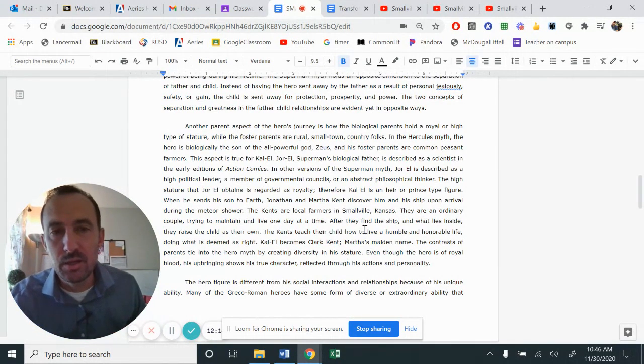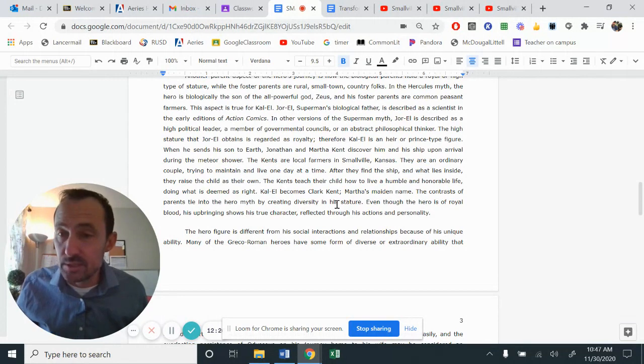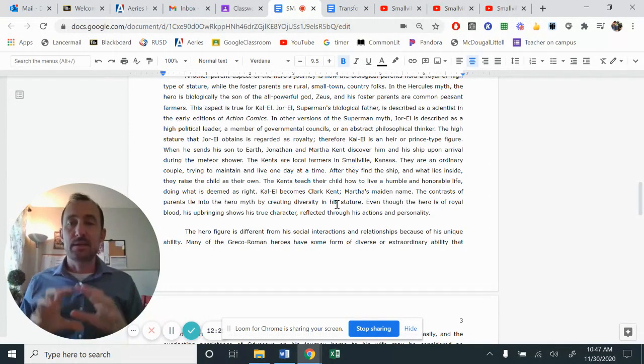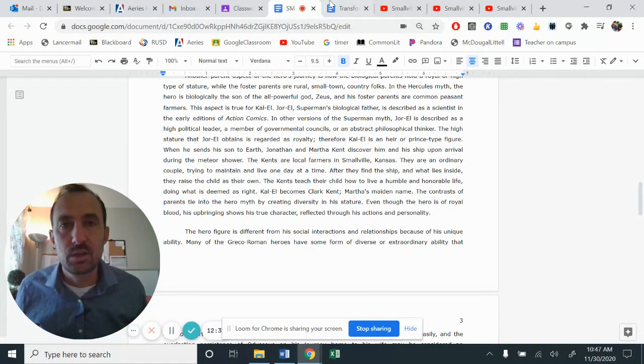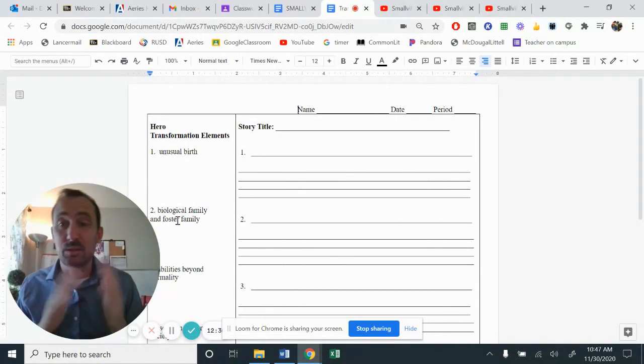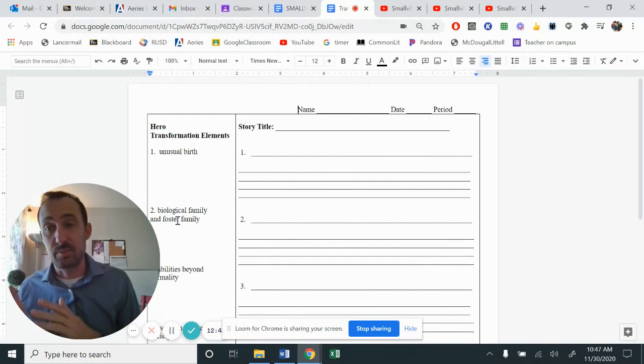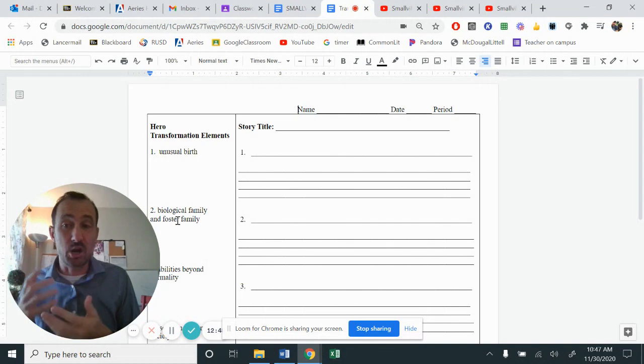If you look here, this begins to talk about how the Kents teach their child how to live a humble and honorable life, doing what is deemed as right. The contrast of parents ties into the hero myth by creating diversity in their stature. So you are looking at the two features. Sometimes you will know who the biological family is. Sometimes you won't. If you look at Spider-Man, he's raised by his Aunt May because his parents have died. We don't actually know who his parents are. So sometimes the biological parents aren't featured.